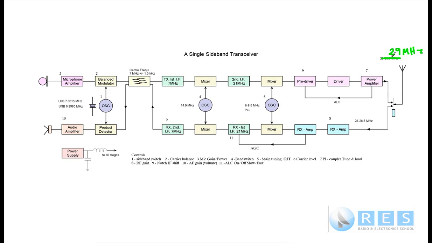So we have an SSB signal coming into the antenna, picked up by the antenna, goes to a receive amplifier, two receive amplifiers.